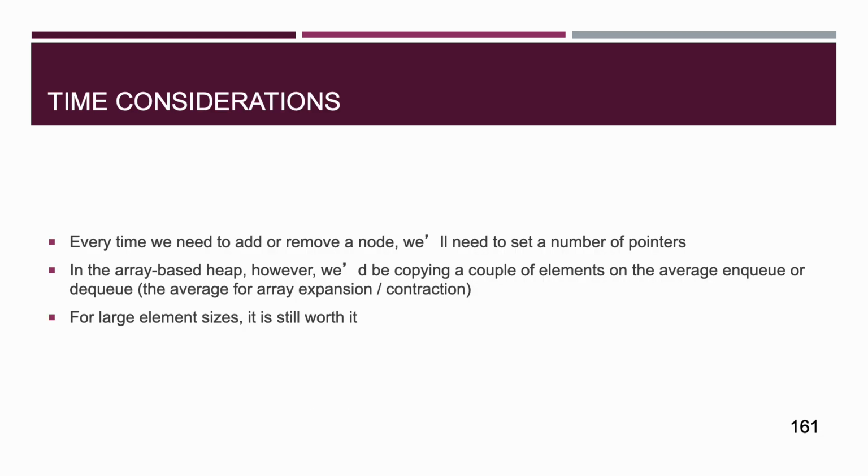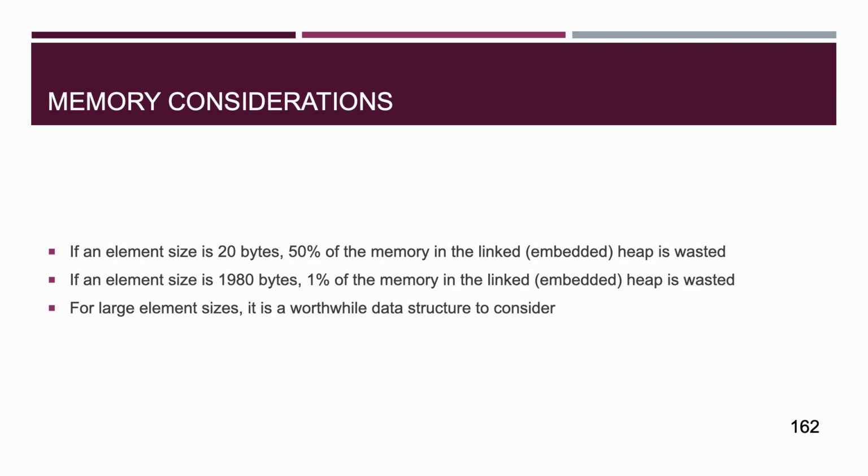Okay, so time consideration. Every time we need to add or remove a node, we'll need to set a number of pointers. In the array-based heap, however, we would be copying a couple of elements on average in enqueue or dequeue, and for large element sizes, the linked heap is still worthy. If an element size is 20 bytes, 50% of the memory in the linked or embedded heap is wasted. If the element size is 1980 bytes, 1% of the memory in the linked list heap is wasted. So for large element sizes, it is a worthwhile data structure to consider.